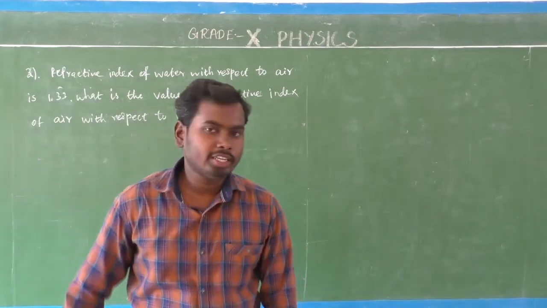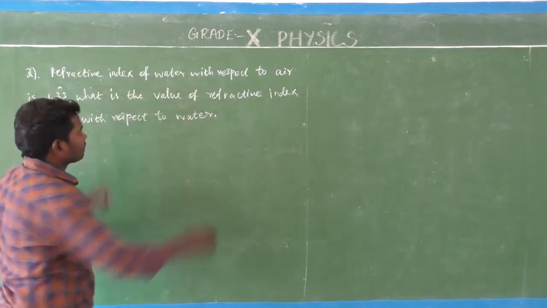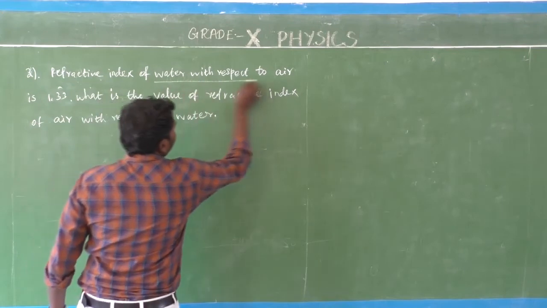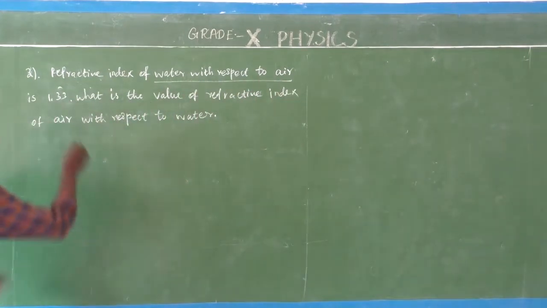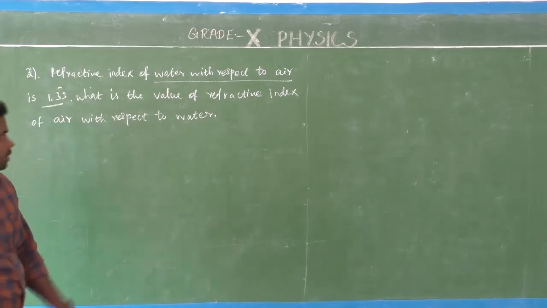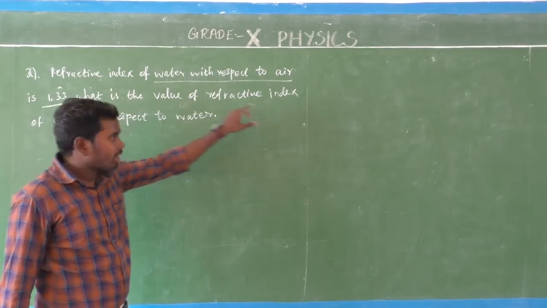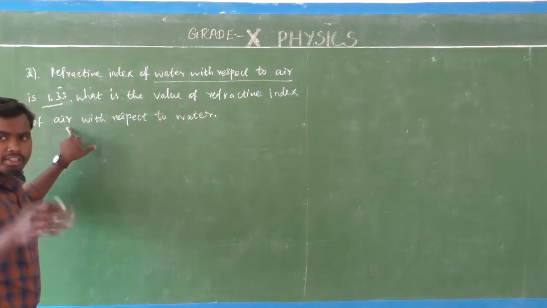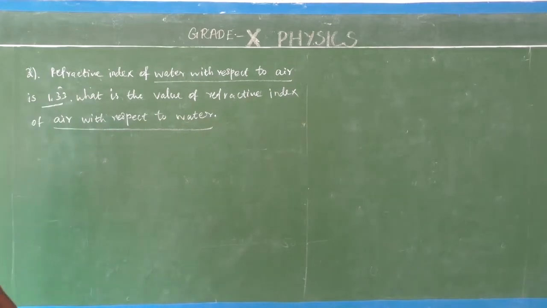Okay, so next question, look at here. The refractive index of water with respect to air is 1.33. Isn't it? What is the value of the refractive index of air with respect to water? Solution.